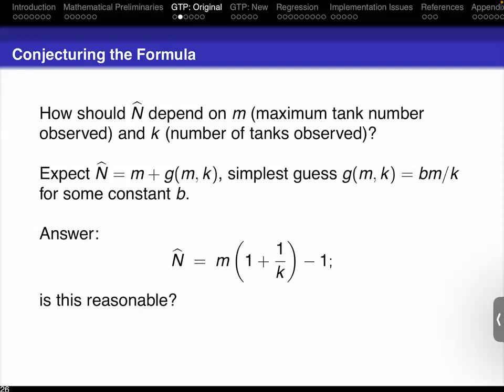Yes. Well, if m is 1 and k is 1, then in this extreme case, you would get 2 minus 1, which is 1, and you would guess that there's 1 tank. Because m is so small, the -1 is now playing a significant role.